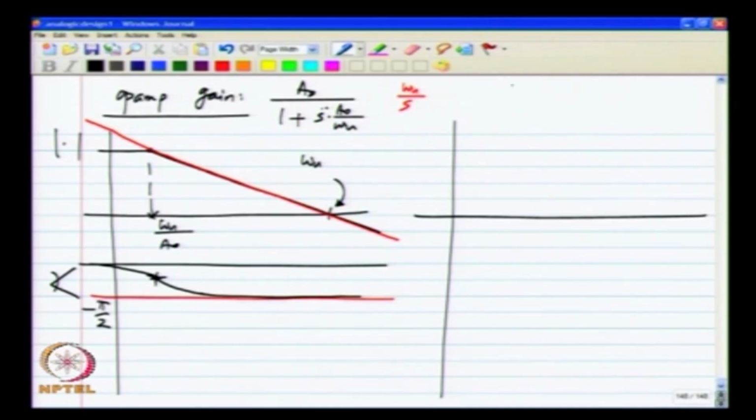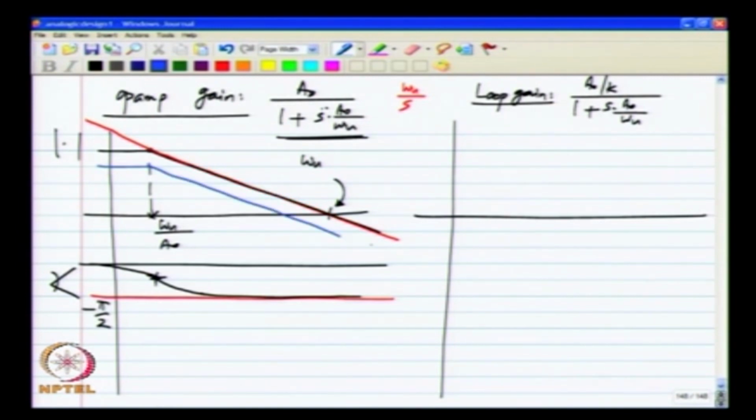Now, let me specify the loop gain. The loop gain is what matters, not the gain of the op amp. All I have done is I have taken this expression and divided by k. This is the case for our prototype amplifier. So, what does it mean? As far as the magnitude is concerned, it simply shifts down. Okay. All I have to do is to shift down that curve. Okay. Let me, in fact, it is better to put it on the same plot. I will do that.